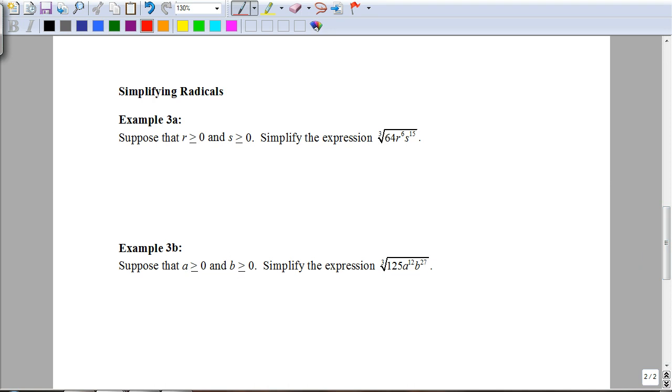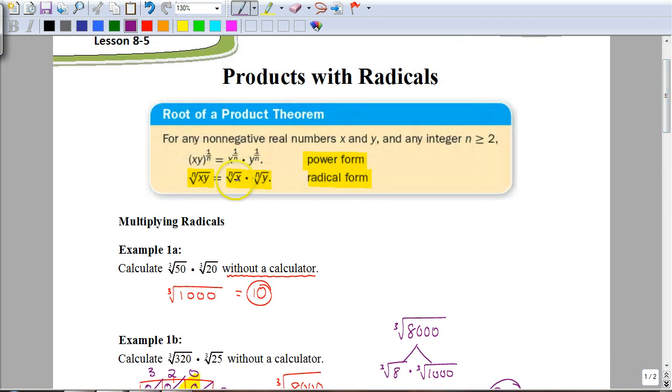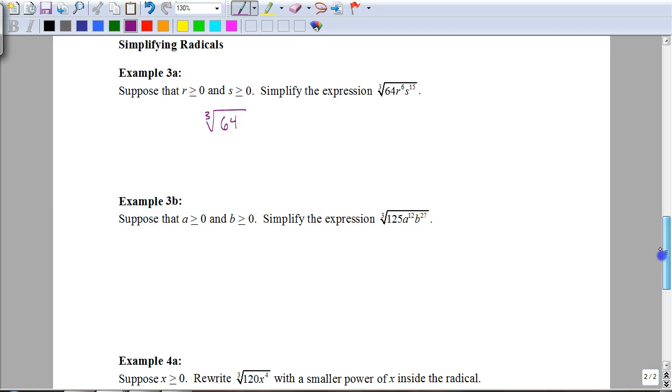Let's look at some other examples. We want to simplify this expression. So I have the cube root of 64 r to the 6th power times s to the 15th power. We don't have to do any multiplying here. One thing you could do, though, to make it a little easier, is break this apart. Kind of like what this box was saying: if I have it all under one radical, I could break it apart into pieces if you want to make it easier. So here I have the cube root of 64 times the cube root of r to the 6th times the cube root of s to the 15th.